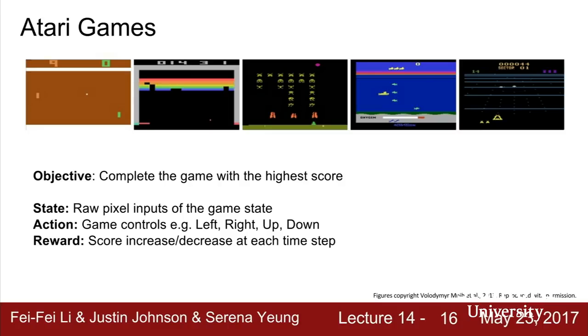Then the actions are your game controls, so for example, in some games, maybe moving left, right, up, or down. And the reward is your score increase or decrease at each time step, and your goal is going to be to maximize your total score over the course of the game.